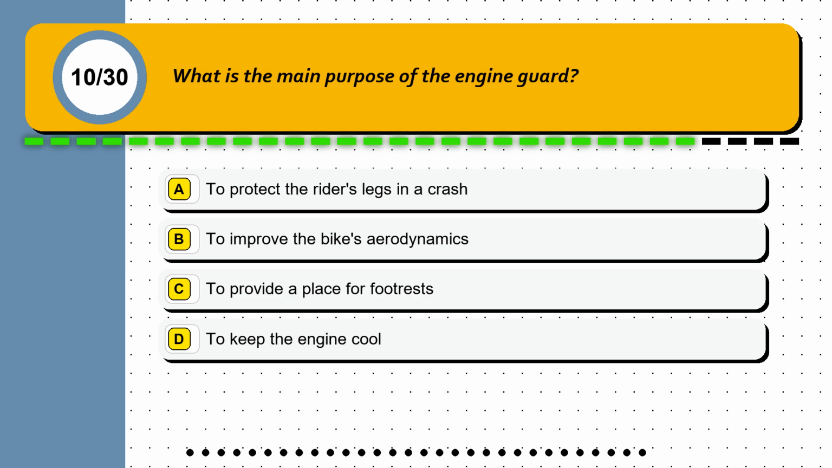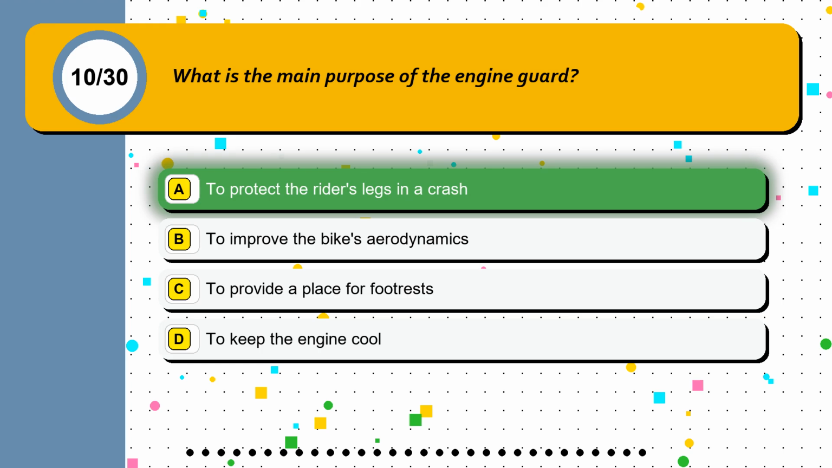What is the main purpose of the engine guard? Option A. To protect the rider's legs in a crash. Option B. To improve the bike's aerodynamics. Option C. To provide a place for footrests. Option D. To keep the engine cool.